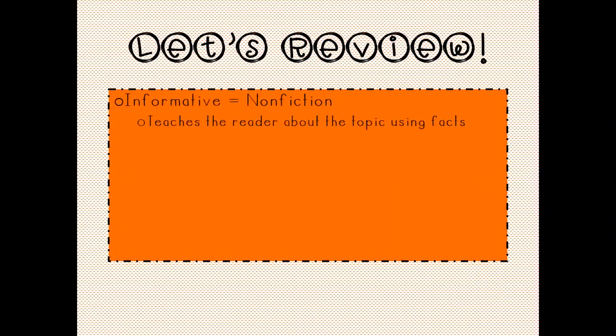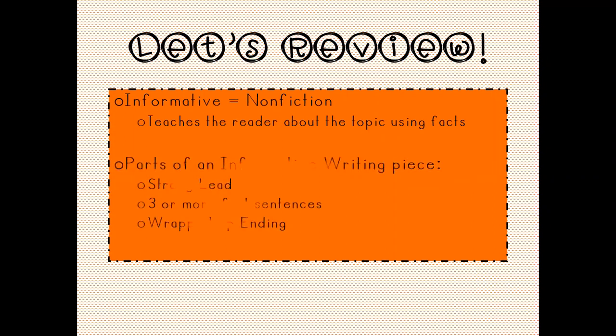When we're writing an informative piece, that means that we're writing nonfiction. So we're going to teach our reader about our topic, and we're going to use facts. There are three main parts of an informative writing piece. We need a strong lead at the beginning to catch our reader's attention. We need to add 3 or more facts about our topic. And then at the end, we need to wrap everything up.